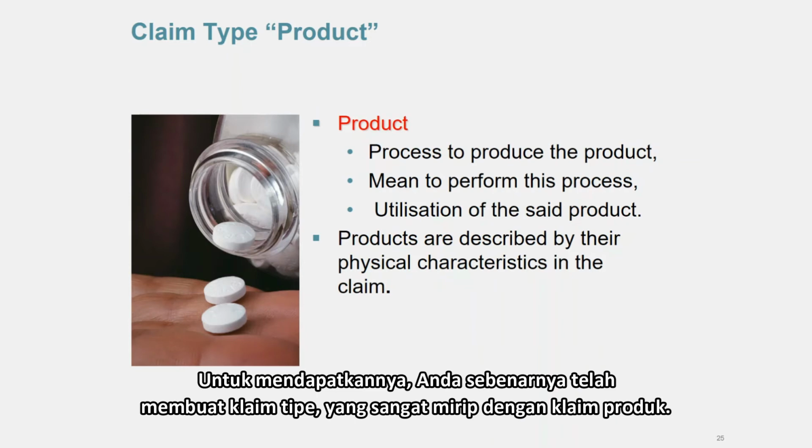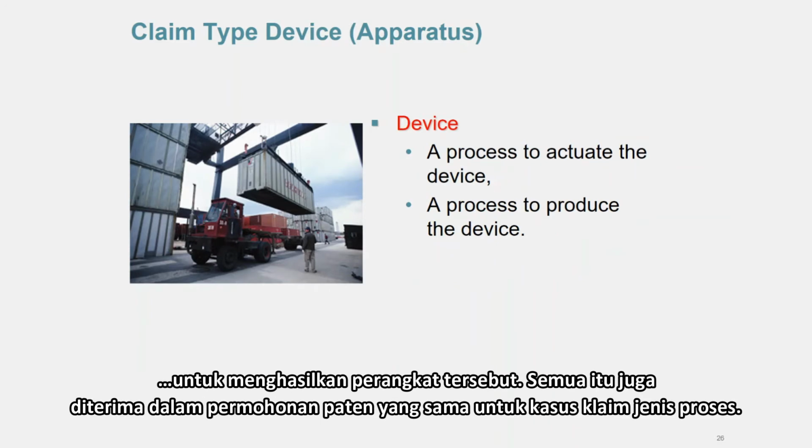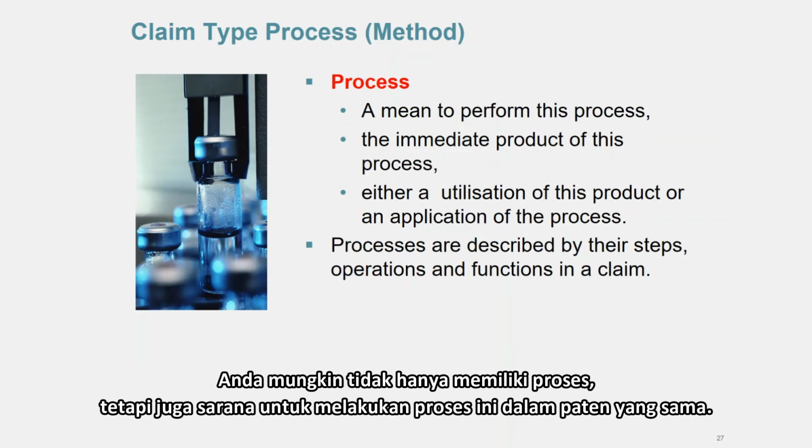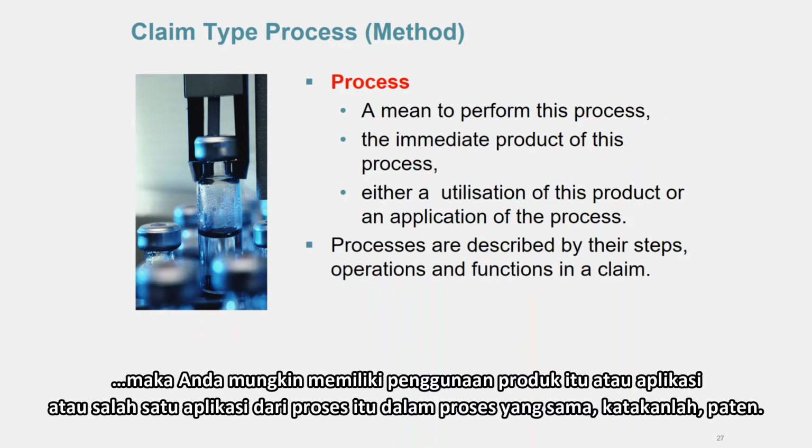Then you have the device type claim, which is quite similar to the product claim. In that case, you might also go for a process to actuate the device, and also a process to produce that device. All that is also accepted in the same patent application. For the case of a process type claim, you might have not only the process, but also a means to perform this process in the same patent. You might have the immediate product of this process, what comes out of the process directly and immediately. Then you might have either the utilization of that product or the application of that process in the same patent.